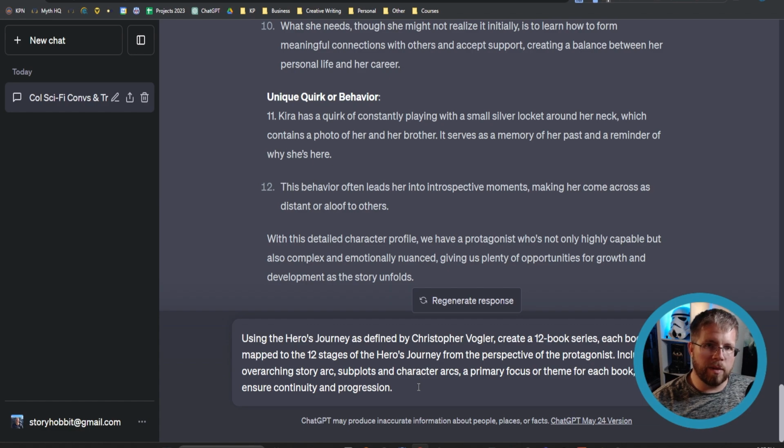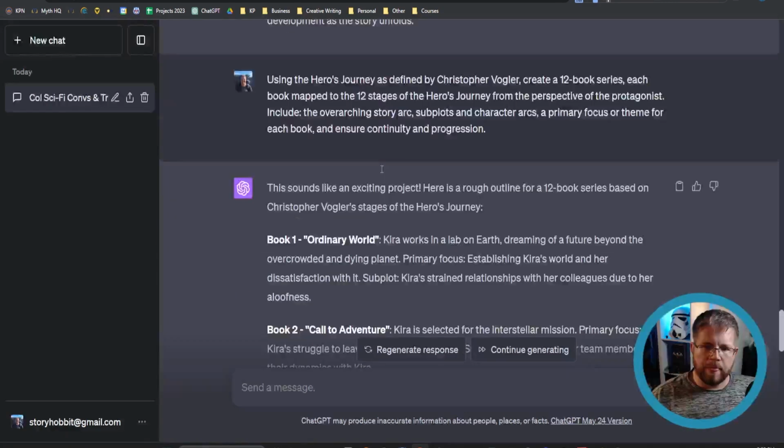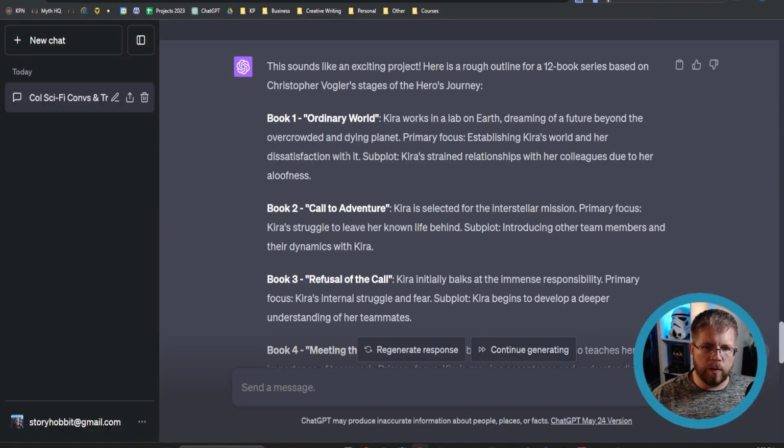You could do the same thing with a trilogy and say, map out a trilogy based on the 3-act structure, so each act corresponds to each book of the trilogy. But let's just see what this gives us with a 12-stage book based on the hero's journey. All right, so it's given us 12 books, but I've noticed with this particular prompt, unfortunately, all of this could fit inside one book.